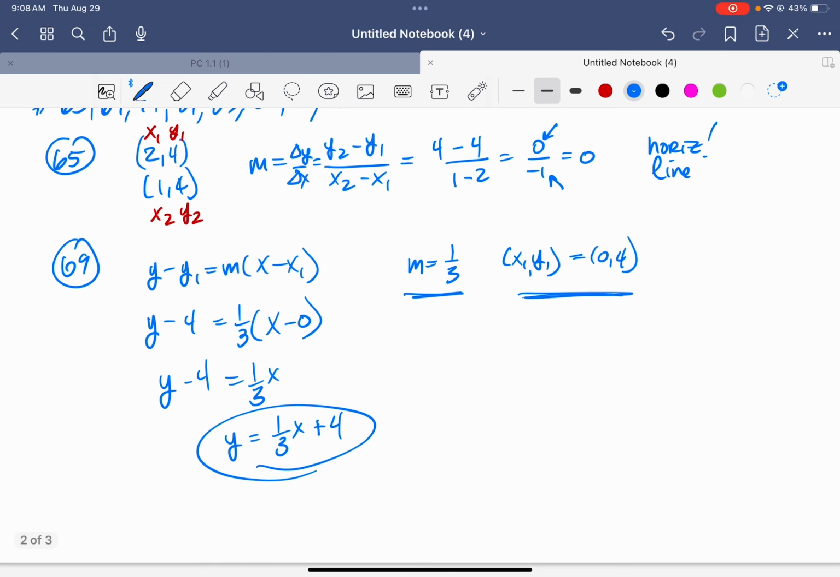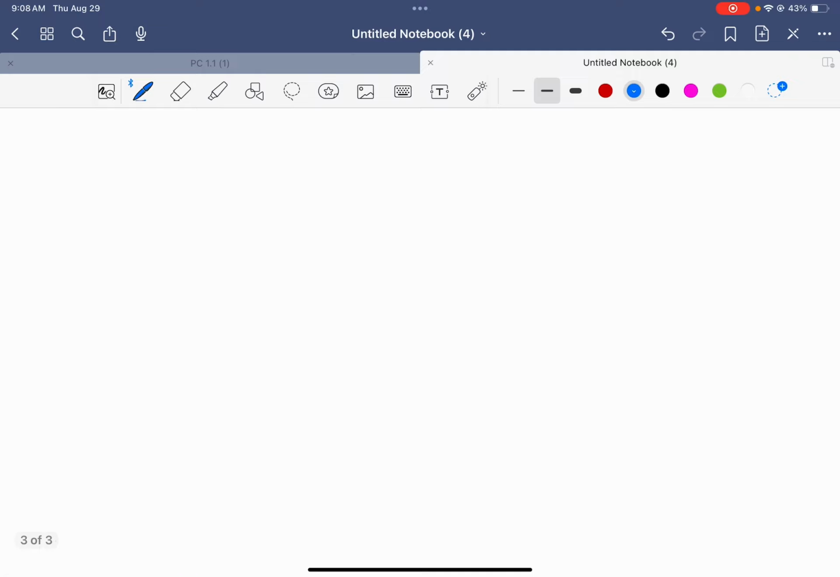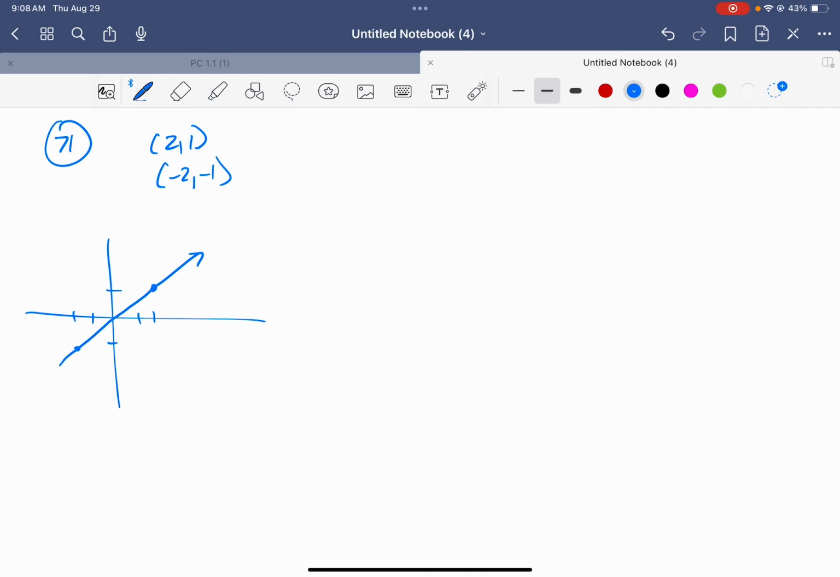Now we move on to 71. So for 71, they say, I want you to pass through these points, (2, 1) and (negative 2, negative 1). So I go to (2, 1), and I go to (negative 2, negative 1), and I'm trying to find the line that passes through those two points. Let's go find it right now.